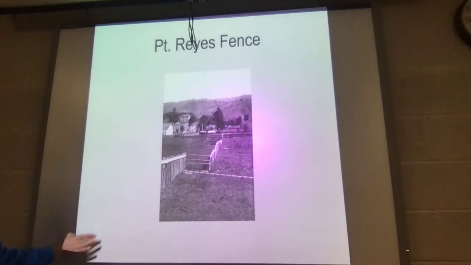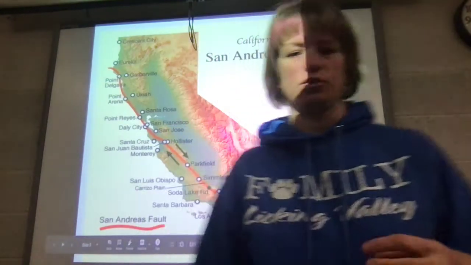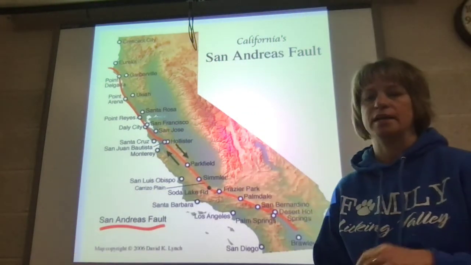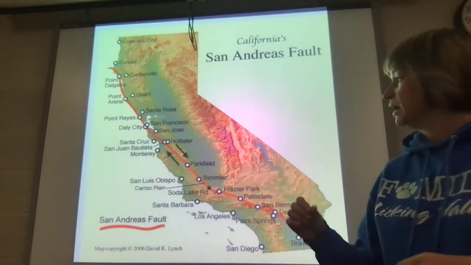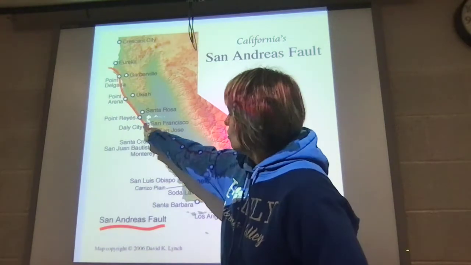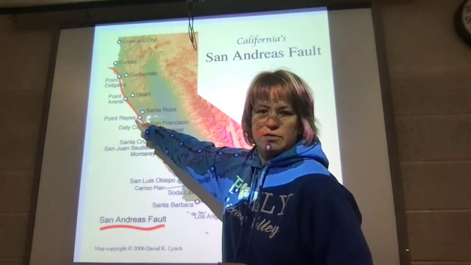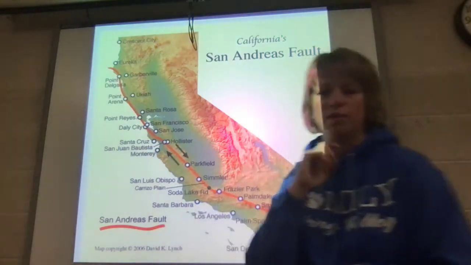So today you're going to be learning more about how this giant crack in Earth's crust called the San Andreas fault line actually operates with earthquake activity. So right here on this map, you'll notice near San Francisco, north of it, there's Point Reyes. So this is where that picture of the split fence during an earthquake was taken.